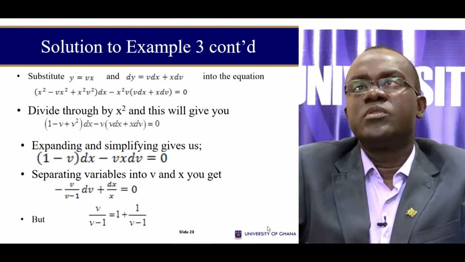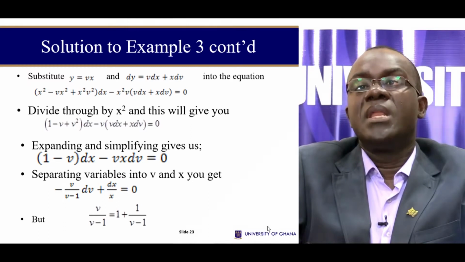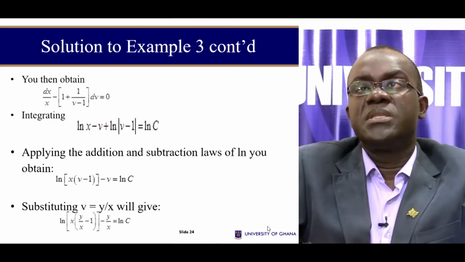I slot these values into my original equation. When I slot them in and simplify, I get an equation like this, which boils down to an equation like this. You see, we have this equation over here. It is separable because we have all the v in one additive and all the x in the other. And this one I've written in this form just to enable us to integrate.